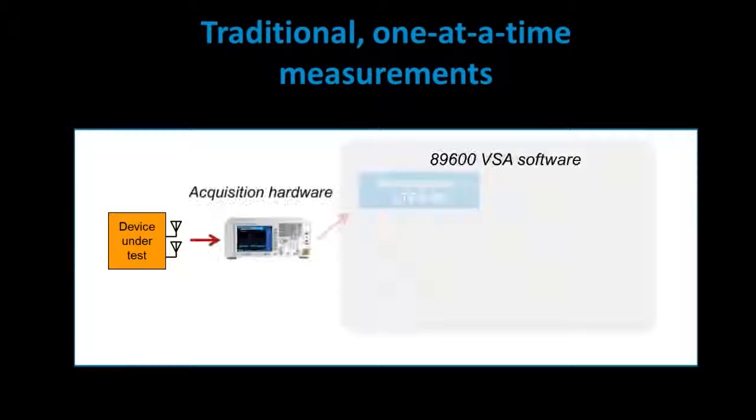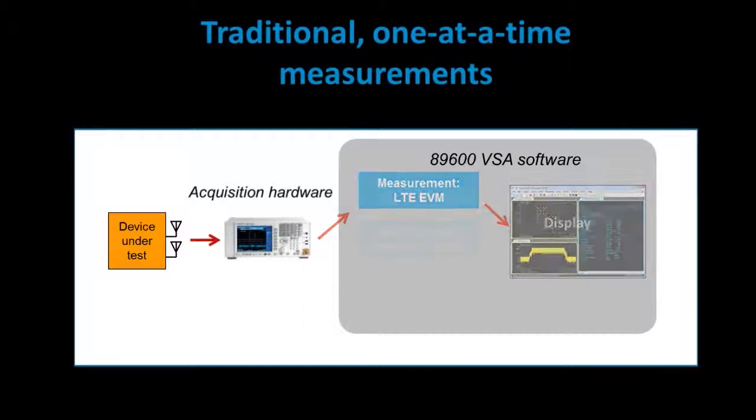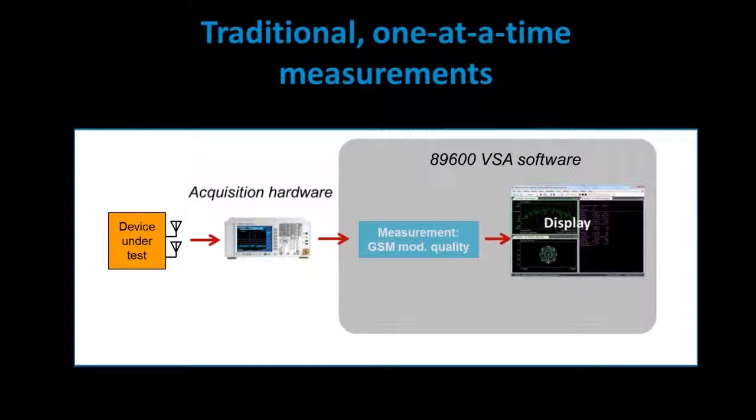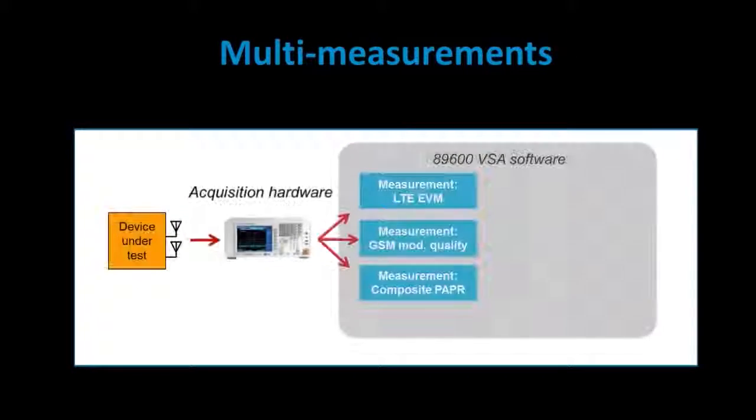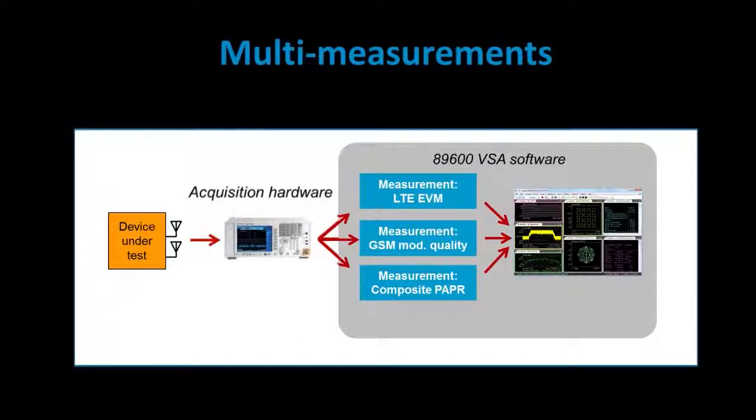Up until now, engineers have been limited to making measurements sequentially. Multi-measurements provides new insight by enabling you to make measurements on multiple signals at one time. Now, the 89600 VSA software can define and execute many measurements simultaneously. This allows you to analyze signals at once and check for interactions.